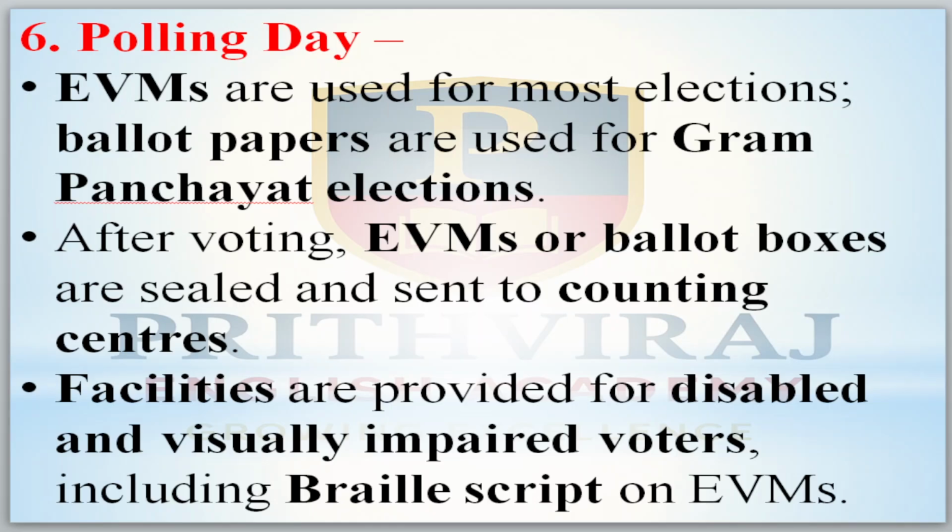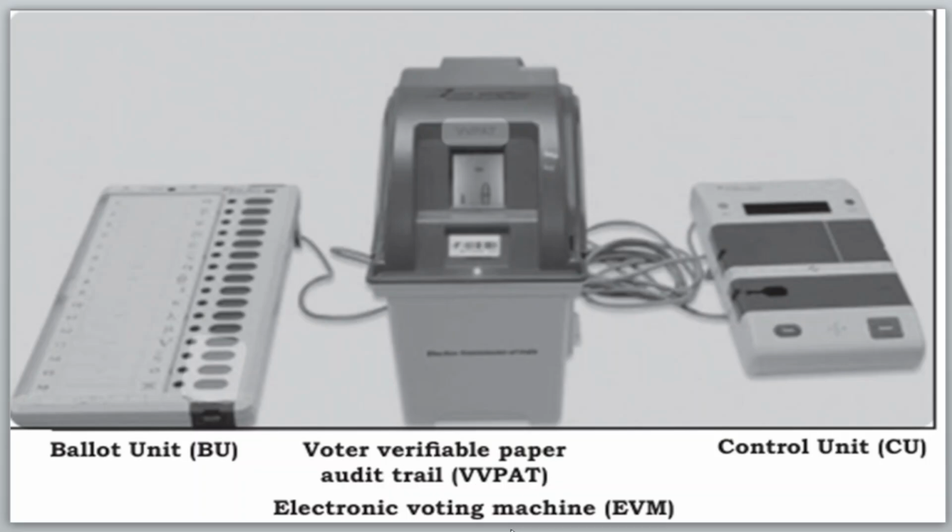After voting, the EVM or ballot box is sealed and sent to the counting centers. Before that, please come to know how EVM machines work. Here is the ballot unit. In this, the serial number will be there, then the candidate name, and here the symbols. In front of that, the buttons are there.